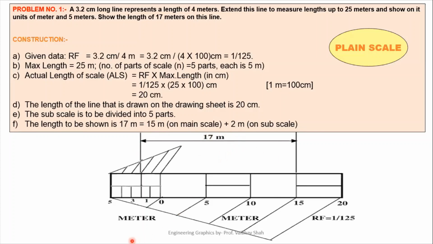So this is the end of your example. The difference is we have to divide this line into divisions of meters and 5 meters. So the primary scale is divided into divisions of 5 meters, and the secondary scale is divided into divisions of 1 meter. Rest is all very clear. So this is the end of your example number 1.